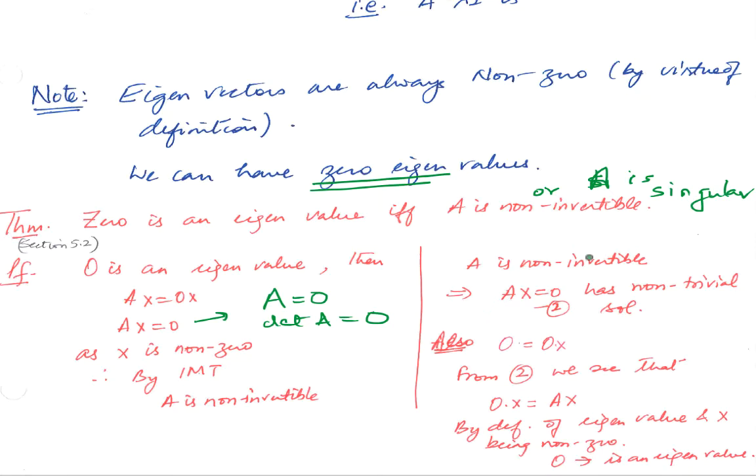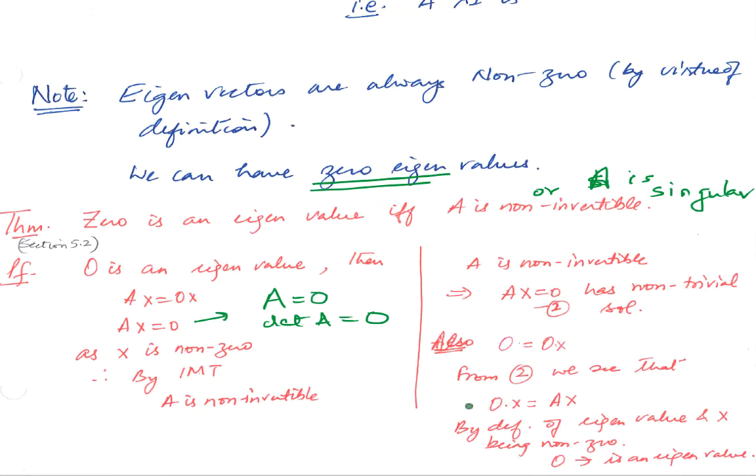Now let's look at it from the other point. I'm saying A is non-invertible. That means Ax equal to 0 has a non-trivial solution. Okay. Now, non-invertibility means this one. So what does that mean? Now let's look at this one. 0 can be written as 0 times x. So when I have Ax equal to 0, from 2, what do we see?